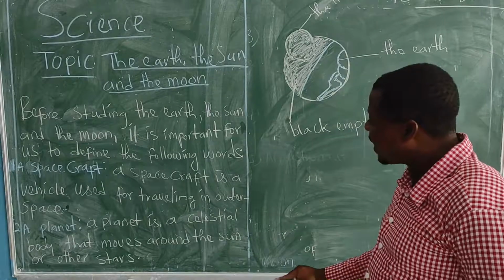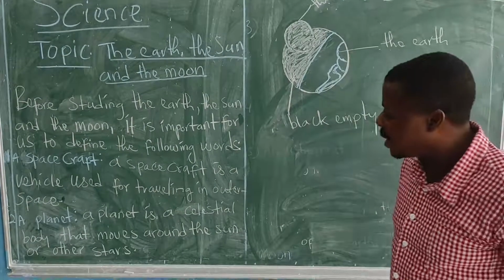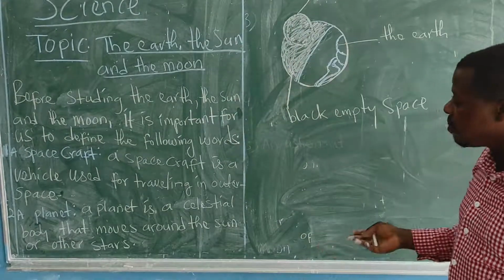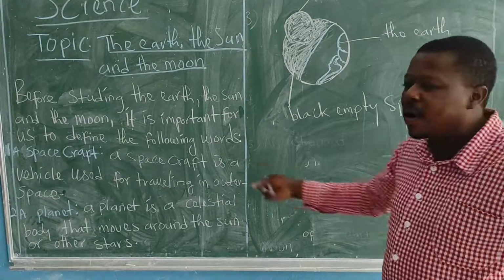So a planet is a celestial body. What is a celestial body? Celestial means heavenly, a heavenly body that moves around the Sun and the other stars.